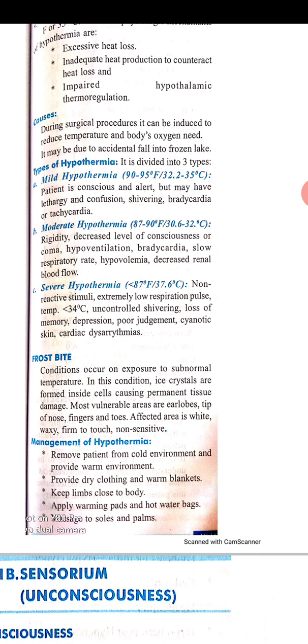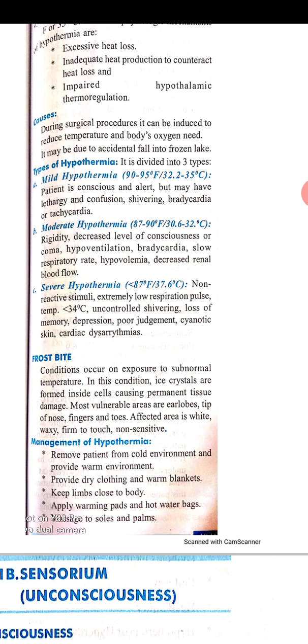Then management of hypothermia. Always, if the patient is in a cold environment, remove the patient from the cold environment and provide a warm environment, that is, a room temperature that is above normal. Provide a good room temperature, and keep the patient in the warm room.